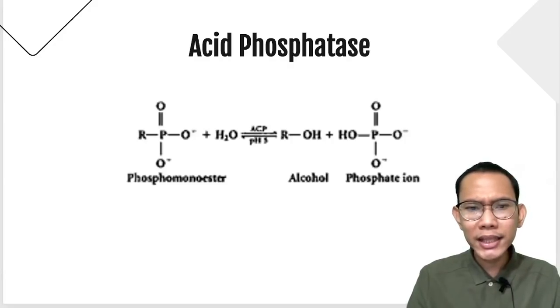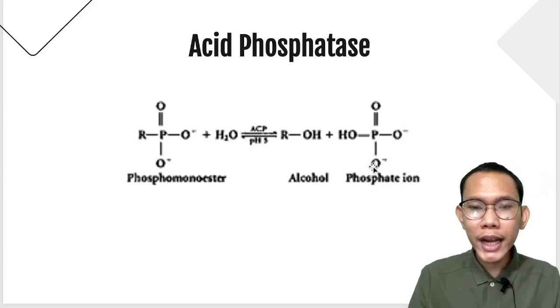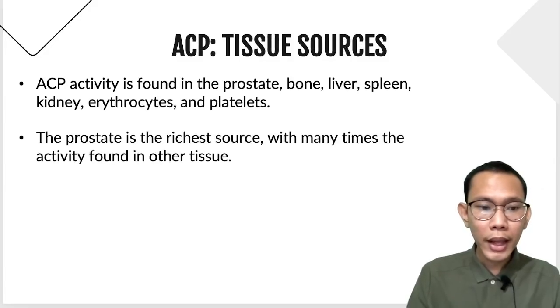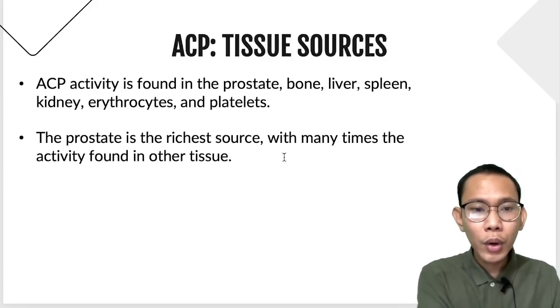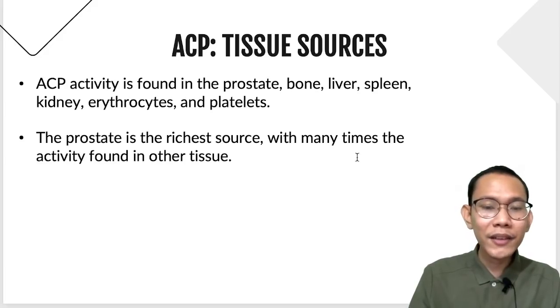Diba kanina ang pH natin is 9 to 10. Dito pH natin is 5. So, it catalyzes the hydrolysis of your phosphomonoester, releasing your phosphate ion, your inorganic phosphate, and your alcohol. Ano bang ating mga tissue sources nito? We have your ACP activity found in your prostate, bone, liver, spleen, kidney, erythrocytes, and your platelets. But again, remember, pag ACP, think of your prostate because the prostate is the richest source with many times the activity found in other tissues.